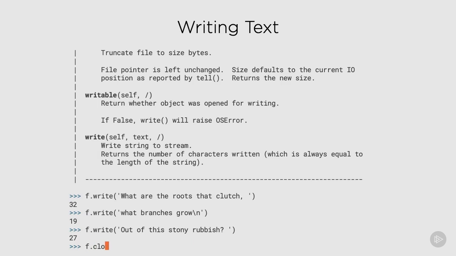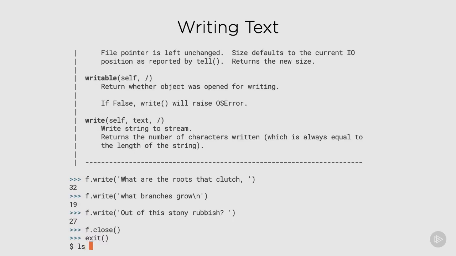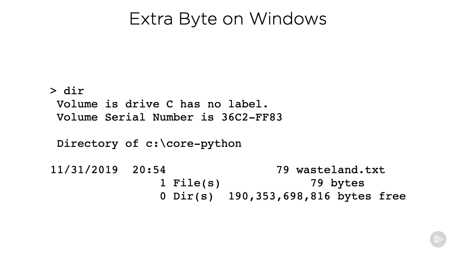When we've finished writing, we should remember to close the file by calling the close method. Note that when we close the file, all the contents become visible to other programs. Closing files is important. If you now exit the REPL and look at your file system on Unix with ls -l, you should see the wasteland.txt file with 78 bytes. On Windows, you can do the same with dir.